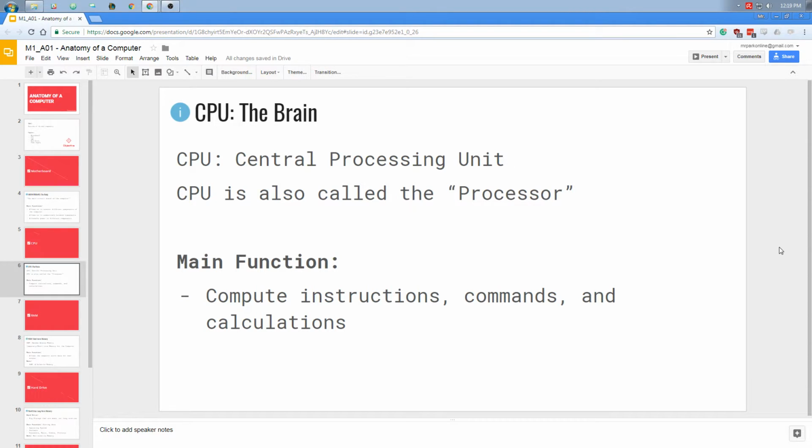Next, one of the most important pieces of a computer is called the CPU, which is considered the brain of a computer. CPU stands for Central Processing Unit, and it can also be called the processor. In the grand scheme of things, the main function of the CPU is to compute instructions, commands, and calculations. Pretty much everything we do on a computer goes through the processor, and it will compute the instruction or execute commands and do calculations so that we can use our computers to do fun things like play video games or even do work or schoolwork.